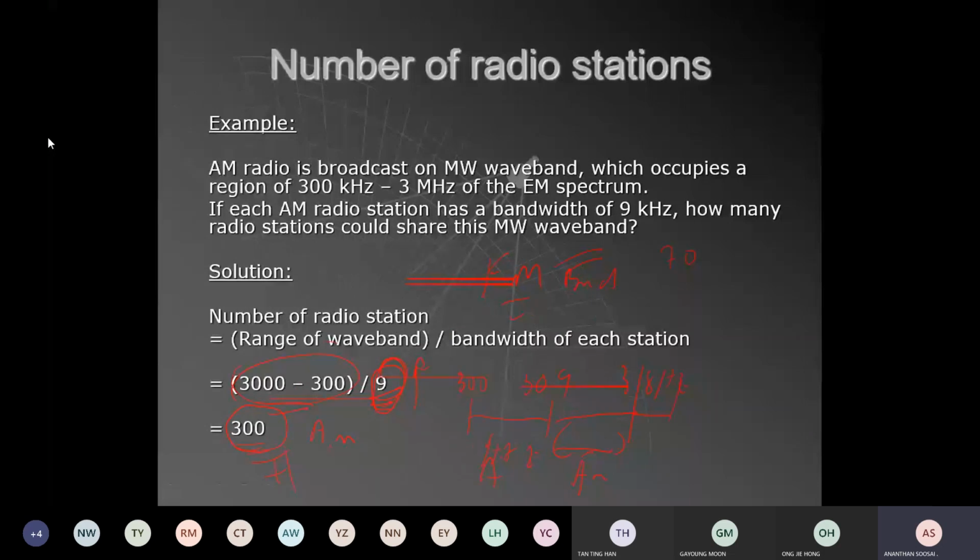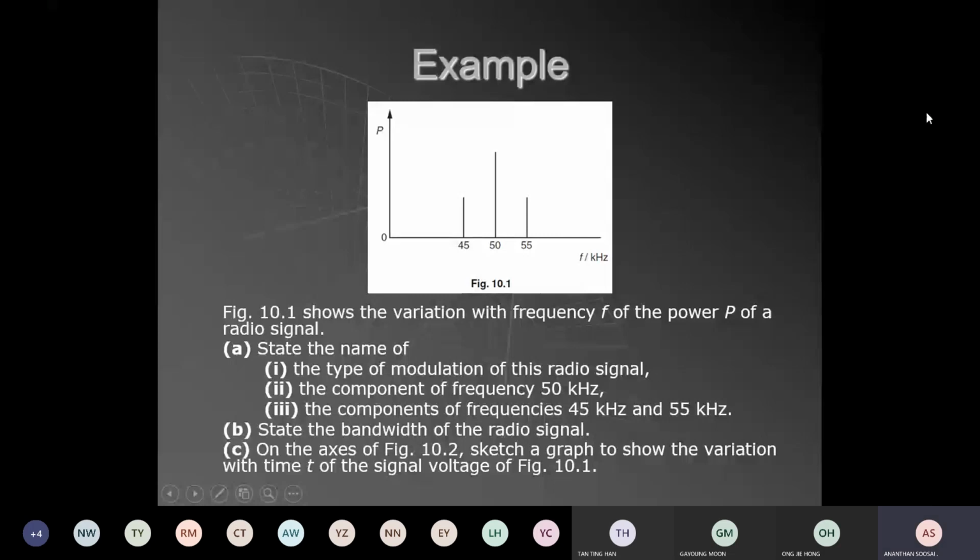Okay, guys. So lots of information for today. Another two slides, then we stop. Understand about the sidebands and bandwidth. If they give a graph like this, this could be power versus frequency. This is called power spectrum, or you can call it energy spectrum. If you have this kind of graph, this is an AM signal. Remember, if they give three lines, power versus frequency, this is an AM signal. These two are called sidebands, as I told you. This 50 is the carrier frequency.